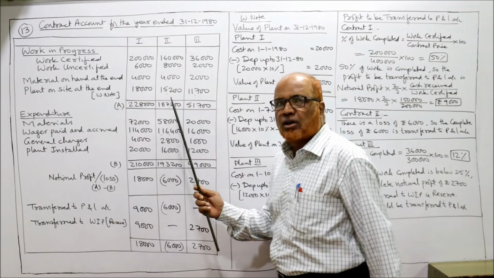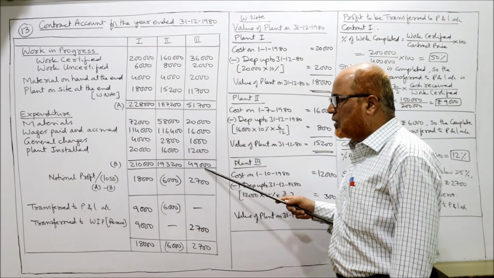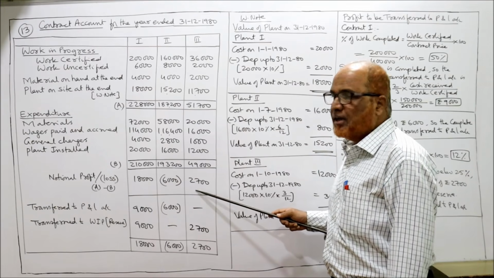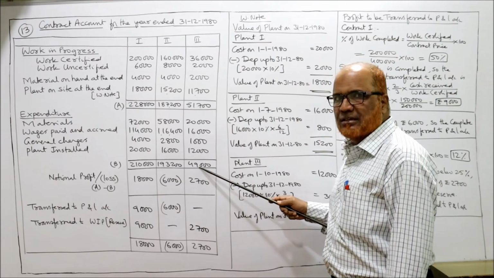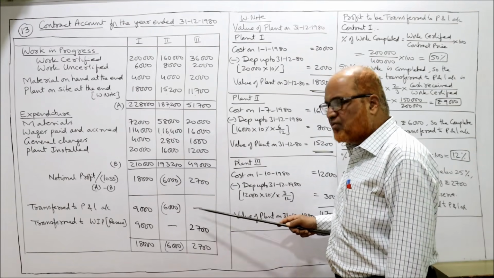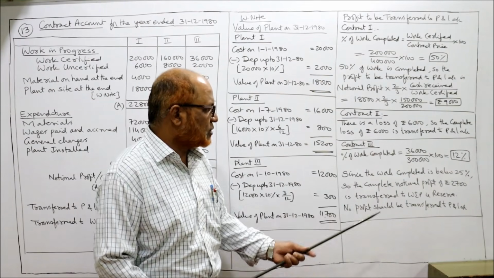Now we'll come to the third contract. Contract number 3, 51,700 minus 49,000. You are getting 2,700 as the notional profit. Expenditure is less, so we are getting notional profit. So out of 2,700, we have to transfer to P&L account and reserve. Now we'll see how much to transfer to P&L account.